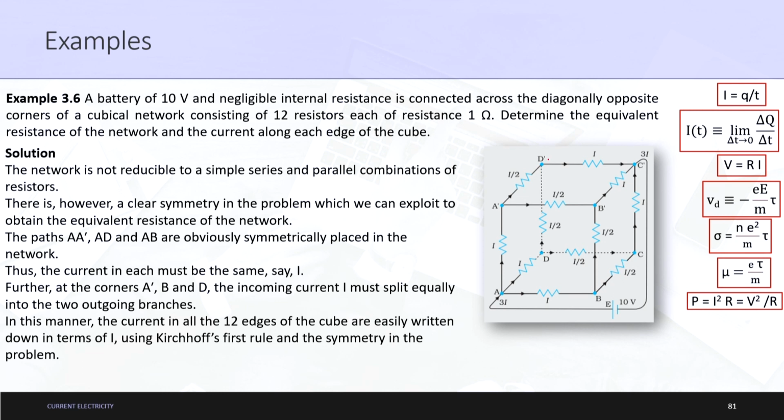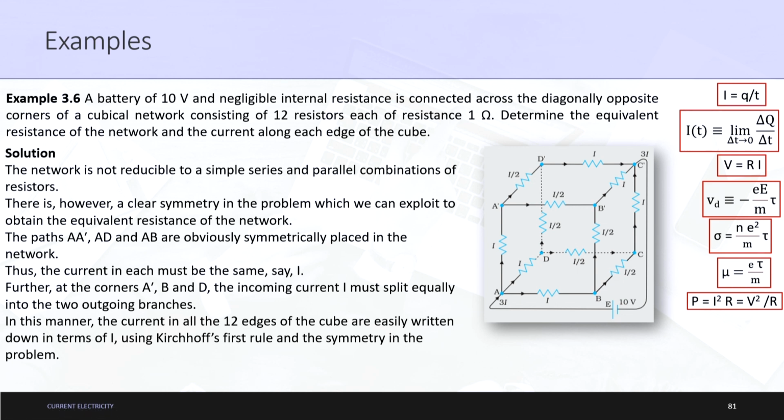So, there are 12 edges of a cube and hence there are 12 resistors, and the 10 volt battery is connected at the opposite ends, these diagonal opposite ends. Okay. Now, determine the equivalent resistance of the network and the current along each edge of the cube. Quite evident, we just need to find out the value of R equivalent, and also the value of current which is passing through each of the resistors. Okay. Let us move on. So, please look at the solution now.